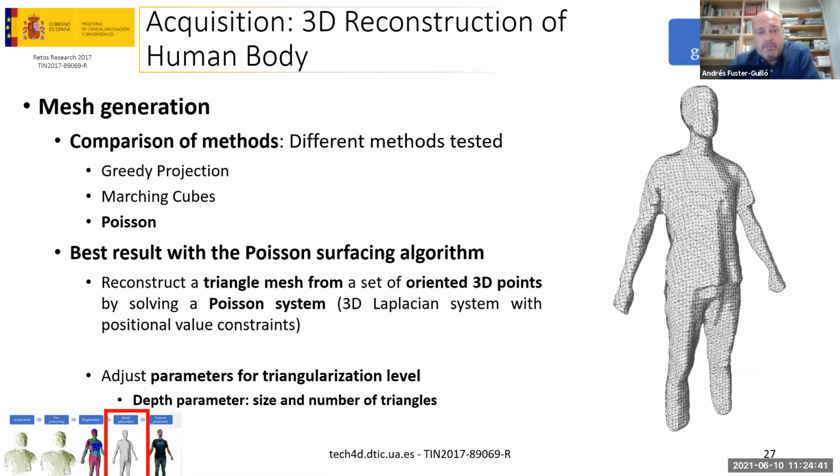Then, with these steps, we get the complete point cloud, and we need to face mesh generation. For mesh generation, we have compared different methods like ray projection or marching cubes, but the best results we got were with the Poisson surface reconstruction algorithm, to reconstruct a triangle mesh from a set of oriented 3D points by solving Poisson systems. We have adjusted some parameters for the triangulation level, like the depth parameter, that makes different size and number of triangles of the mesh.